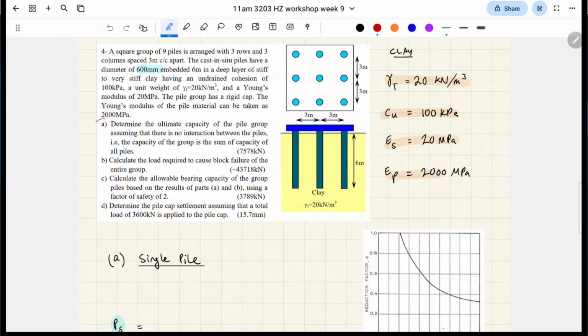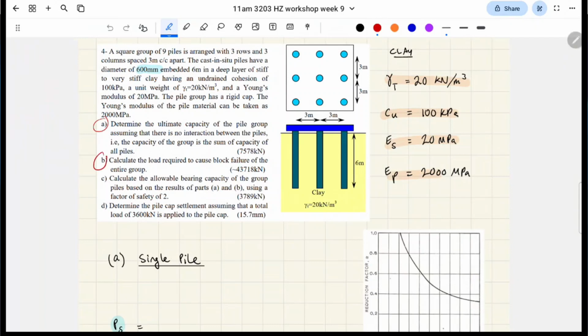So the first step is to determine the capacity of the pile group. It says assuming no interaction between the piles. What this means is the sum of all the piles' individual capacities. That means 9 times whatever capacity we have for a single pile.